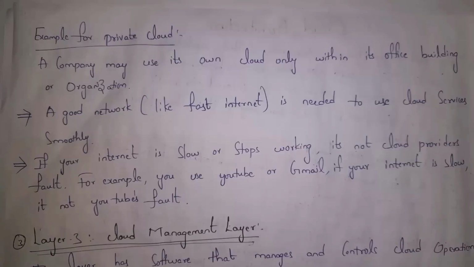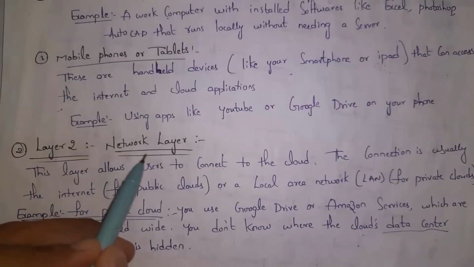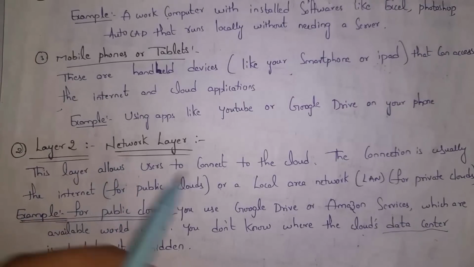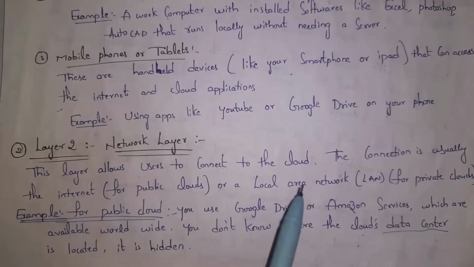It is your fault. Guys, for example, if you watch any video on YouTube, if your internet is slow, then it will keep on buffering. And it is your fault because your internet is slow. It is not the YouTube company's fault. So by using the network layer, users can connect to cloud. By using the internet, we can connect to public clouds, whereas by using a local area network, we can connect to private clouds. This is all about the network layer.